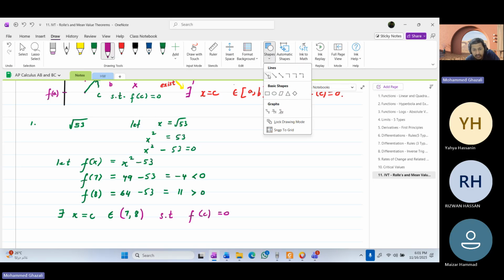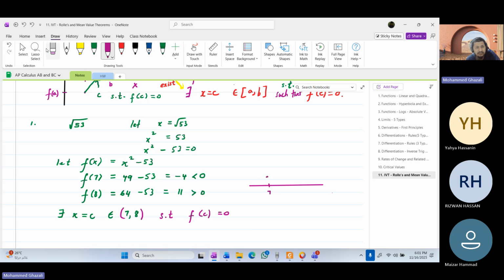This means on the number line, okay, I substituted 7 and I got -4 as a y value, negative. And when I substituted 8, I had a positive answer, which is 11. So if I connect these two, I will get a point c. The answer for c is between 7 and 8. That's what I'm saying. So what's the answer? x is equal to c. There exists a root.